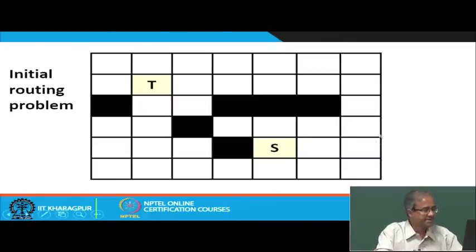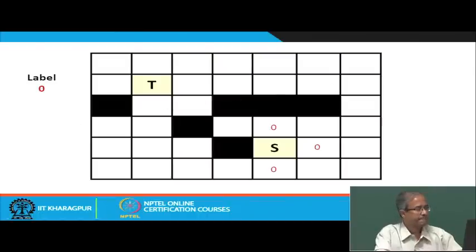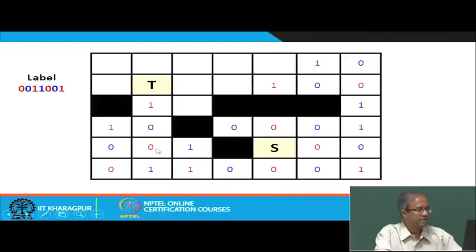Let us take that same example, but now we are labeling with 0011. Let us start with a red 0. The source, the immediate neighbors, I am coloring them with a 0. The second 0, as a matter of convention, I am calling it a blue 0. The second 0 I label. Then I label red 1, then blue 1. Then this way I proceed, red 0, then blue 0, then red 1. So, here I touch the target.